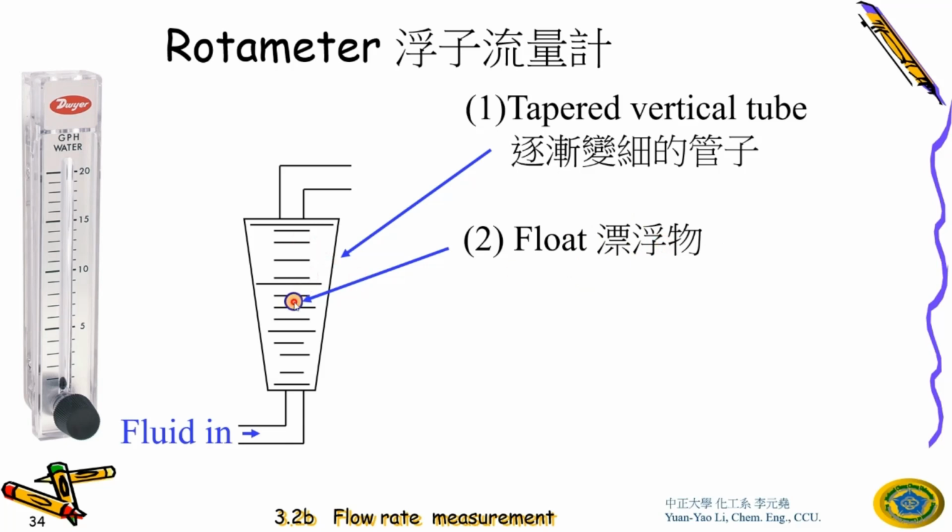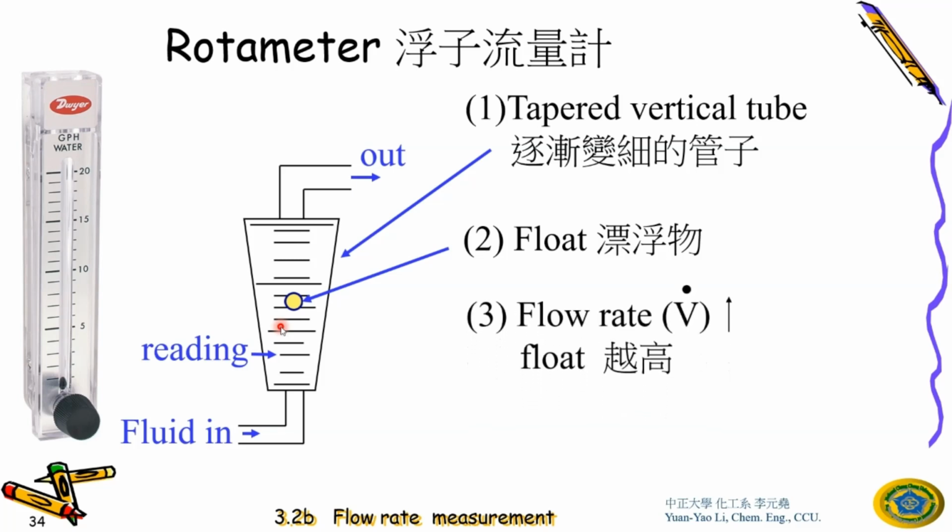Why? The force pushing it to the top and the drag force pulling it down will be equal, right? So it stays here, and the water or the liquid comes out. And you know the reading. This is the reading. And of course, I want you to tell me, if this float is higher, that means what? The flow rate is higher.